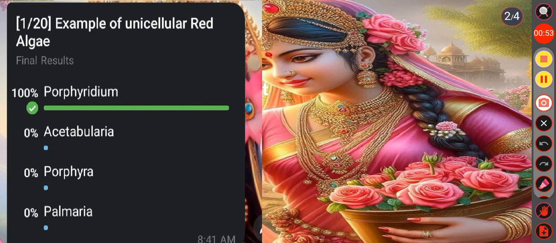Okay, see the first question. Example of unicellular red algae. Option A Porphyridium, Option B Acetabularia, Option C Porphyra, Option D Palmaria. Here the correct answer is Porphyridium, which is an example of unicellular red algae.